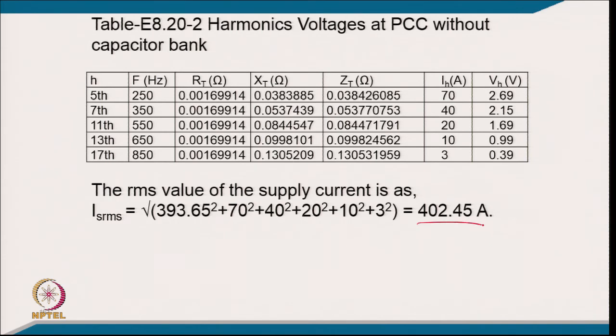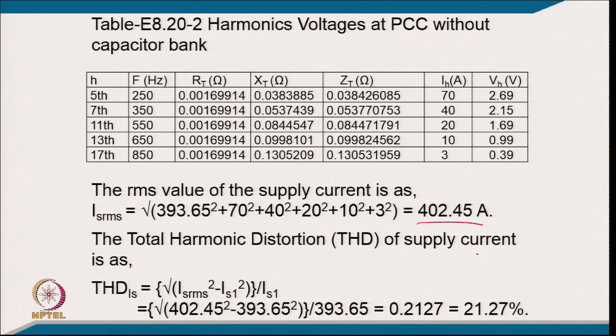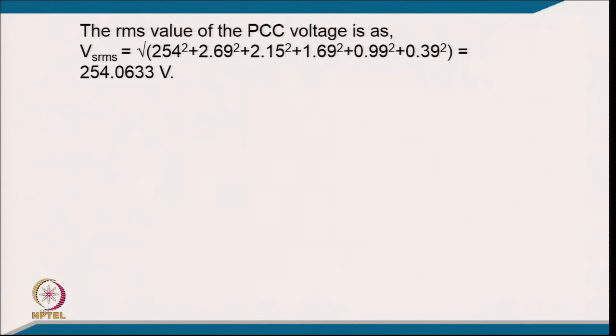So, the total RMS current comes 403.45 ampere, and the THD of it, if you calculate from the total RMS and the fundamental squared we calculated earlier, comes 21.27%, which is the THD of the current. The harmonic RMS voltage at PCC, if you calculate from this relation, comes 24.063 volt. So, it does not differ much from the fundamental of 254 volt.